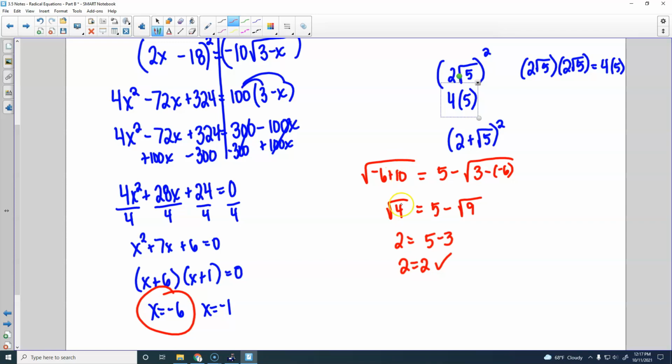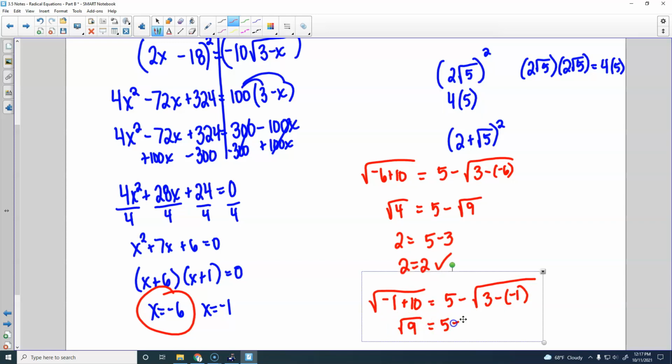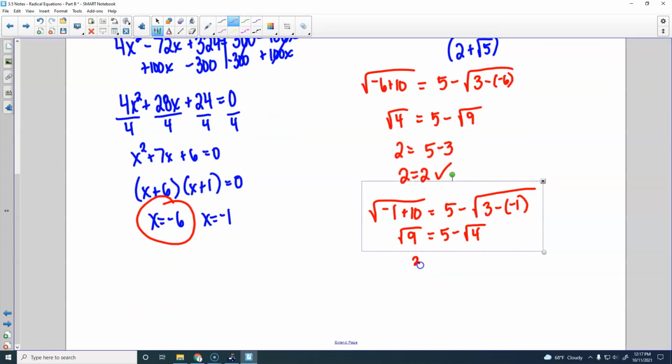We are also going to check negative 1. So we'd have the square root of negative 1 plus 10 equals 5 minus the square root of 3 minus negative 1. So this is going to be the square root of 9 equals 5 minus the square root of 4. And so 3 equals 5 minus 2.